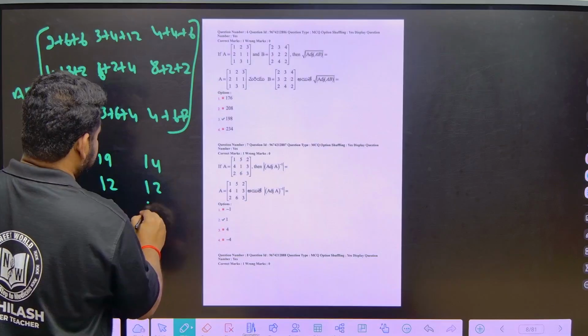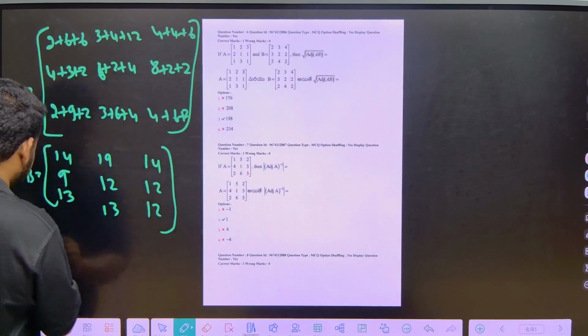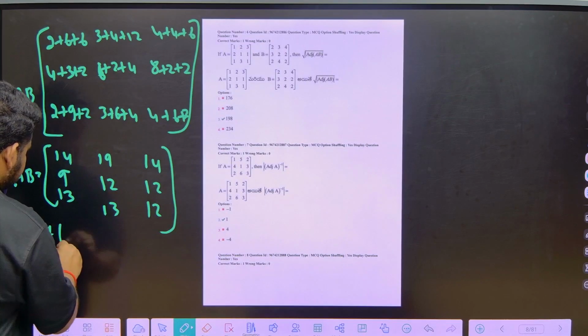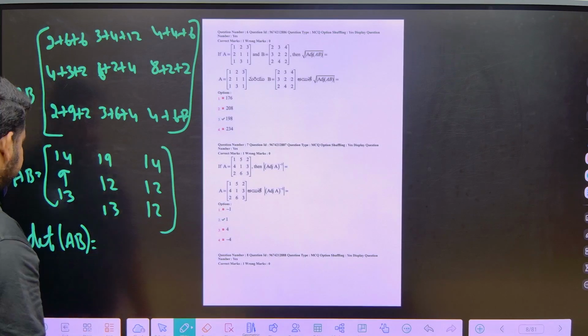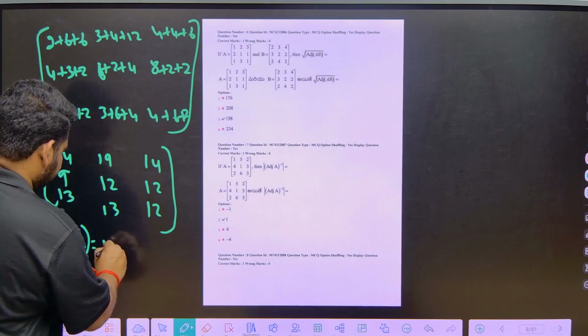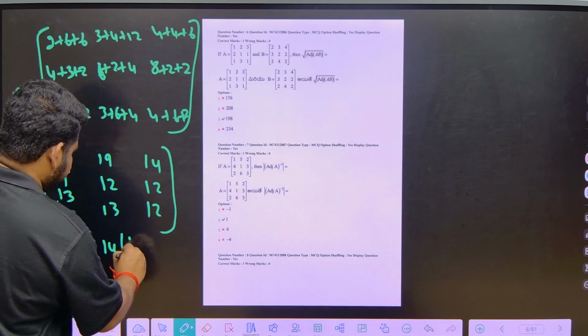This is 2, so this will be 12. Now, I have to find the determinant of A. Let me find the determinant of AB. If I have to find the determinant of AB, this can be written as 14 into 12 times 12, which is 144.